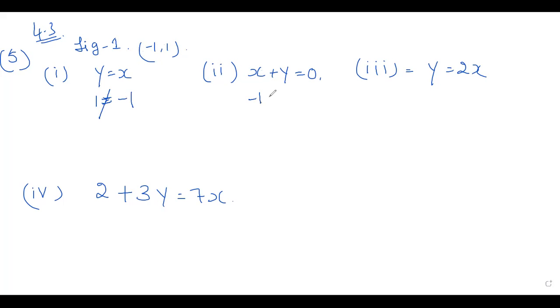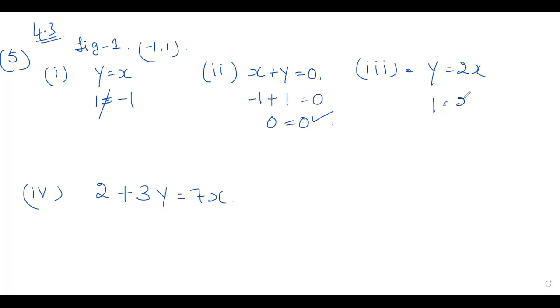You have to see which equation these points satisfy. That is the correct equation for the given graph. You are finding out which equation the graph was drawn for. x is -1, y is 1, that is equal to 0. -1 plus 1, it is 0, and it is satisfying the equation. It is coming correct.